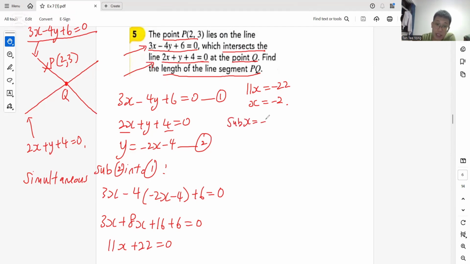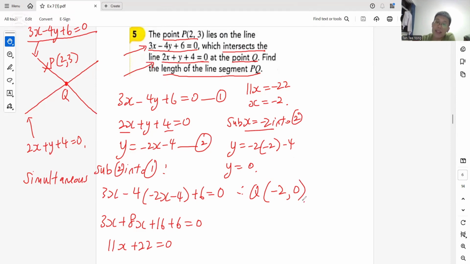Sub x equals negative 2 into equation 2. Okay, so y equals negative 2 bracket negative 2 minus 4. So y equals, negative 2 times negative 2 is 4. So 4 minus 4 is 0. Okay, so therefore my Q is just negative 2 comma 0.